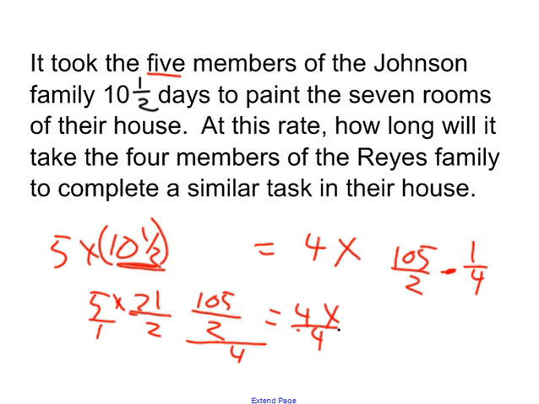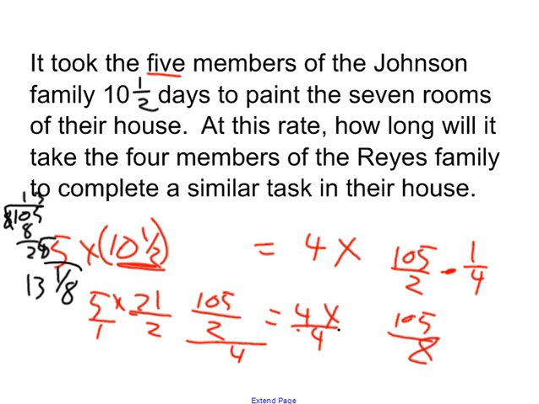Looking for a way to reduce this, nothing comes up easy. It looks like it's 105 over 8. I don't see any easy reductions there, so I'm going to go back and write it as a mixed number now. 105 divided by 8. 8 will go in there 1 time, I subtract, and get 25. It'll go in there 3 times, so that'd be 13 with a remainder of 1/8. So it'll take 13 1/8 days to complete that project.